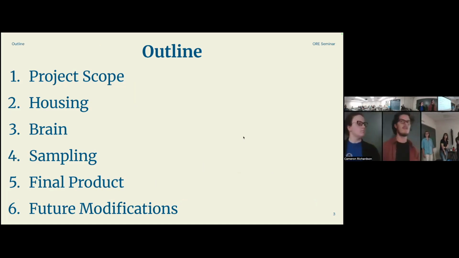So this is a brief outline for you guys, what we're going to be talking about today. We're going to first start with the project scope. We're going to give you an outline about the rationale for our auto sampler, as well as the relevance and greater auto sampling. We're going to go over our housing, in which we go over the manufacturing process and price breakdown. We're going to do the same for our brain sampling units. I'm going to show you our final product. We're going to discuss some future modifications, and then we're going to give you that demonstration.